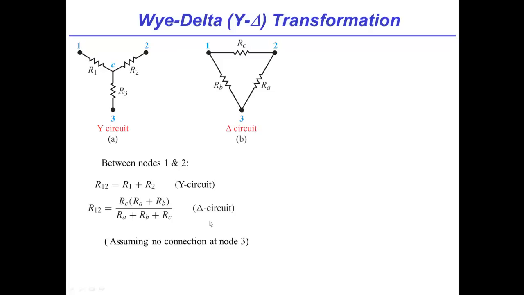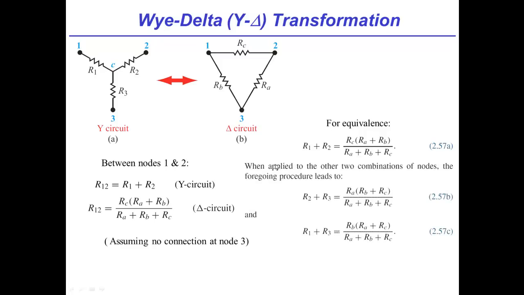Perfect. Now, you know what the next step is. The next step is to establish equivalence. For them to be equivalent, the Y calculation must give the same value as the delta calculation. In other words, R1 plus R2, which comes from the Y calculation, must equal the part that came from the delta calculation that's shown over there. And we can do that for the other combinations of nodes. We can do that for nodes 1 and 3 and nodes 2 and 3, and we end up with these equations here.